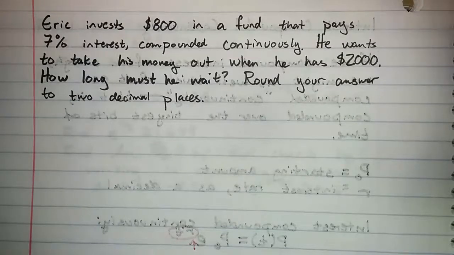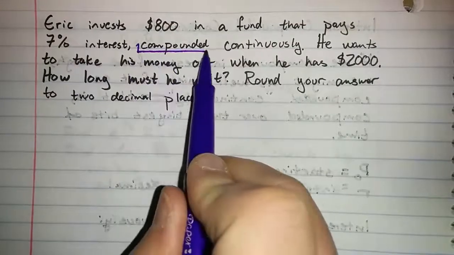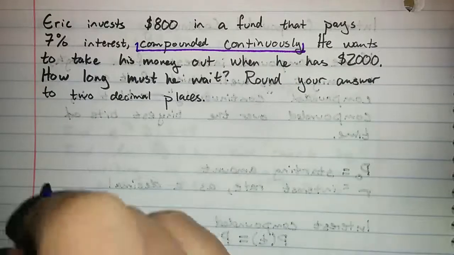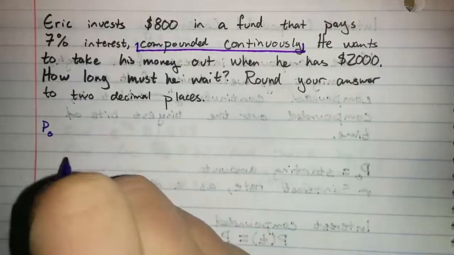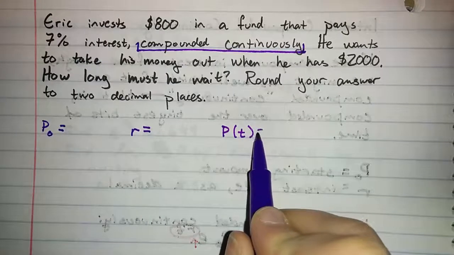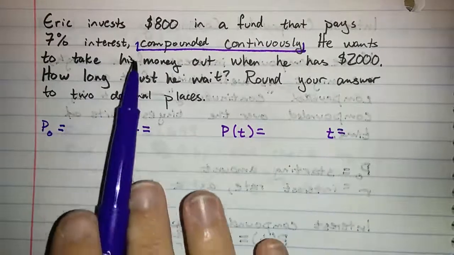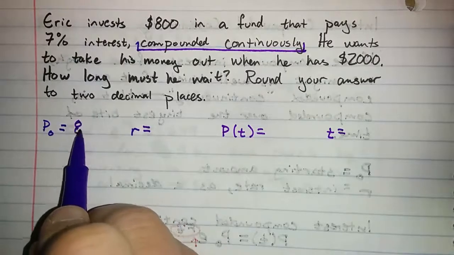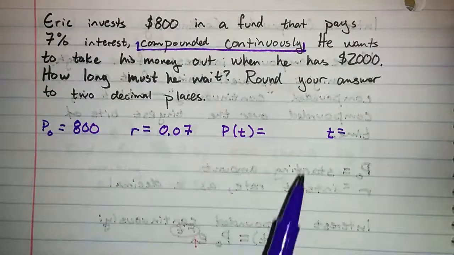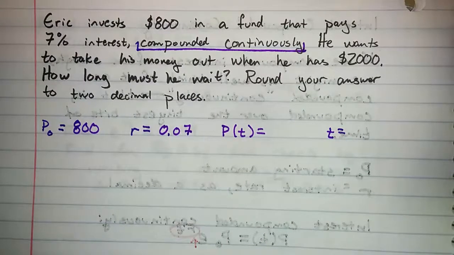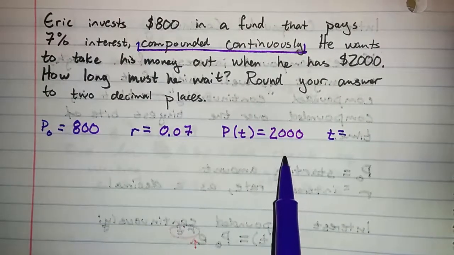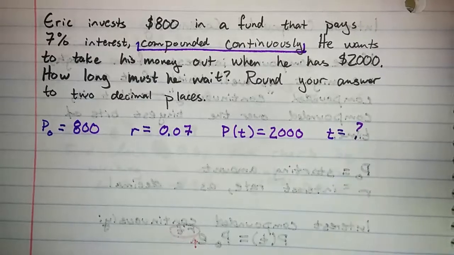Okay, again we have this phrase compounded continuously that tells us we want to use the compounded continuously formula. We're interested in the starting amount, the interest rate as a decimal, the final amount, and the time. So he invests $800 in a fund that pays 7% interest. He wants to take his money out when he has $2,000. So he wants the final balance to be $2,000. And we want to know the time.